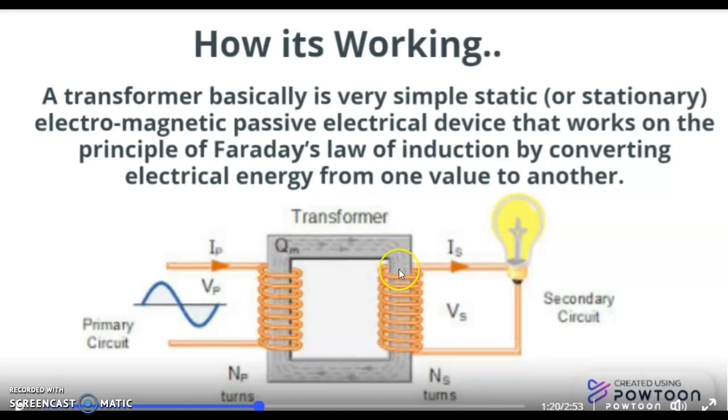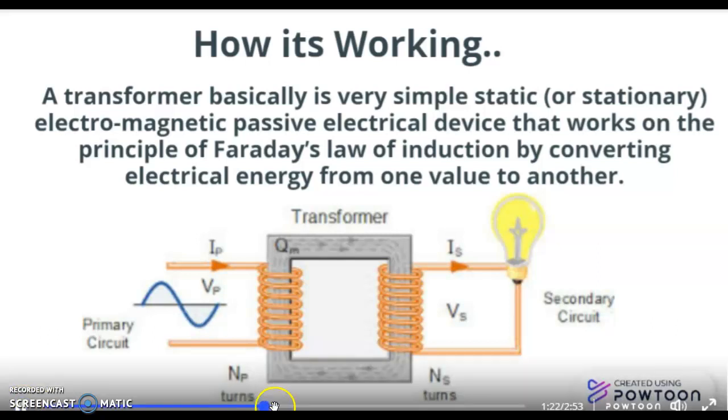The core laminations are joined in the form of strips. In between the strips, you can see that there are some narrow gaps, said to be imbricated. Both the coils have high mutual inductance. Most of the alternating flux developed by the coil is linked with the other coil and this produces the mutual induced EMF.